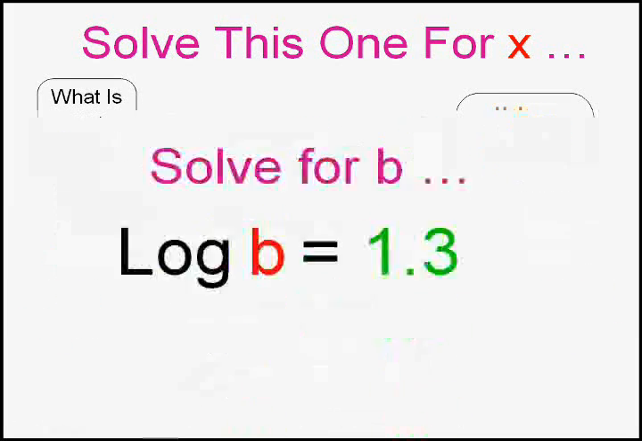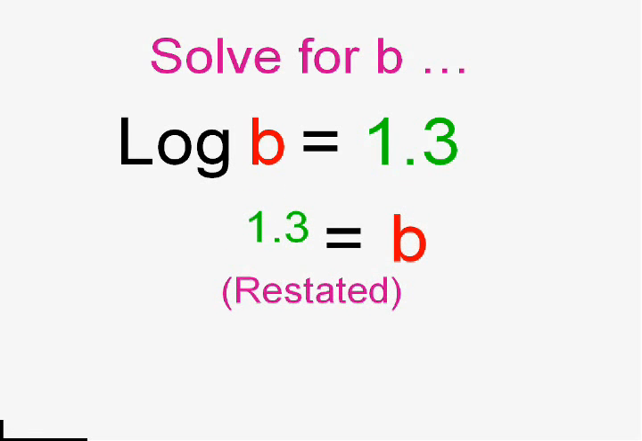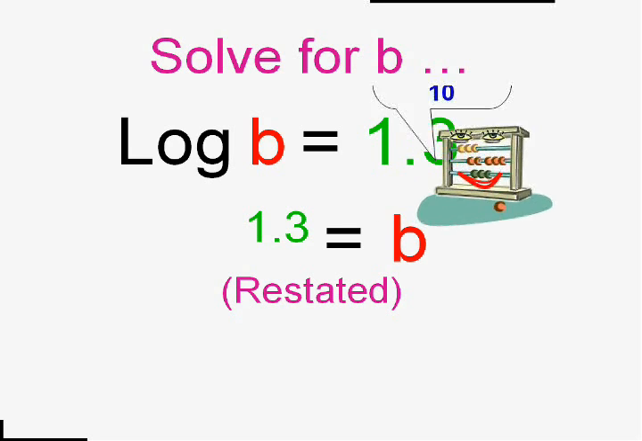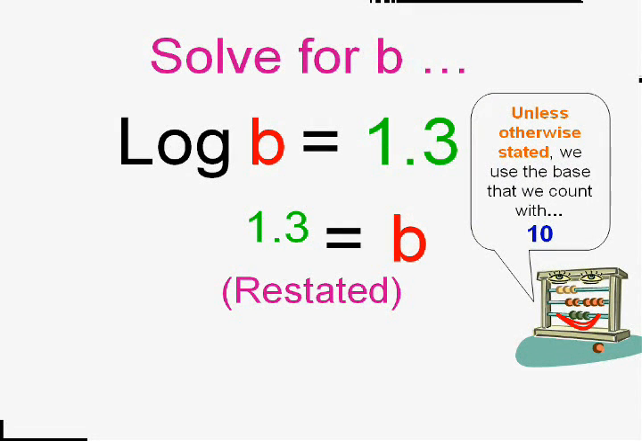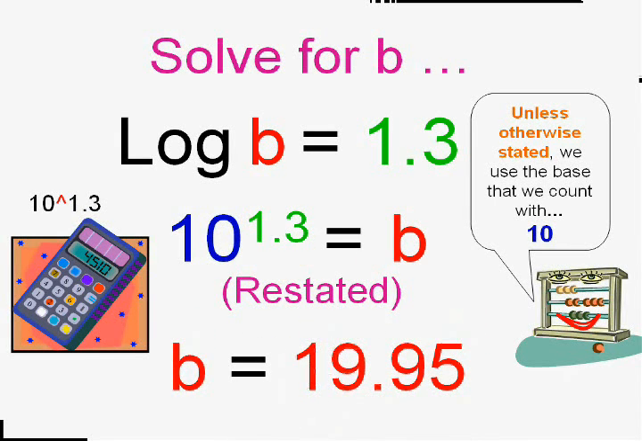Let's look at another. Here again we don't have the base listed. But we know when it's log, it's the common log. The common log always has a base of 10. So you could even say, rather than log of b, you could say common log of b. Now, what is 10 to the 1.3? Use your calculator. 10 to the 1.3 is 19.95 approximately, and that's the way we'll solve that.